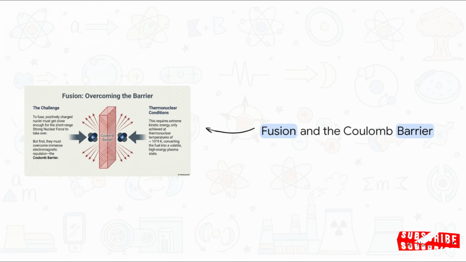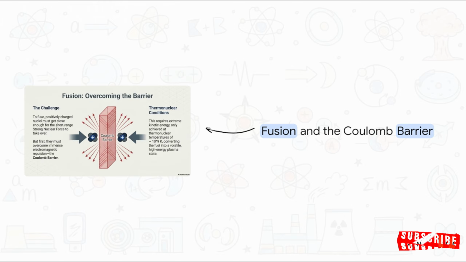Now, let's look at the complete opposite process, fusion. The core challenge of fusion is overcoming a massive hurdle known as the Coulomb barrier. 2 positively charged nuclei naturally want to repel each other intensely, so for them to fuse, they have to get close enough for that short-range, Velcro-like strong nuclear force to take over.